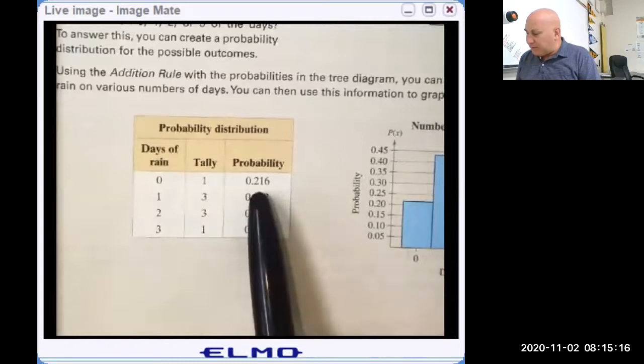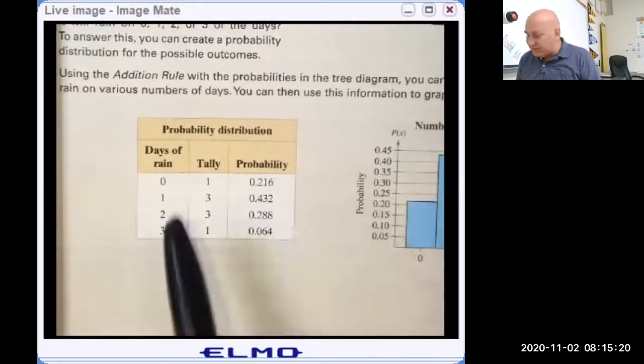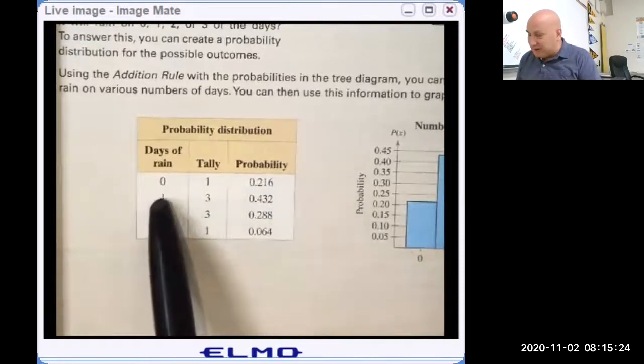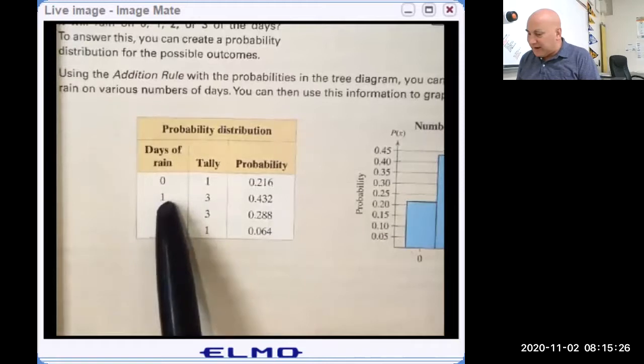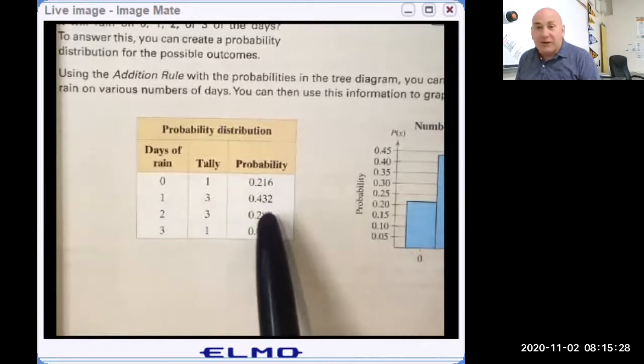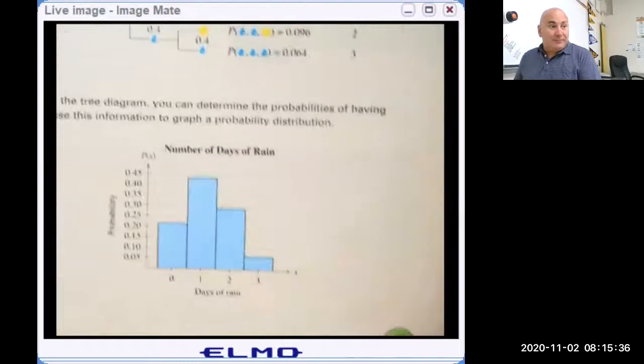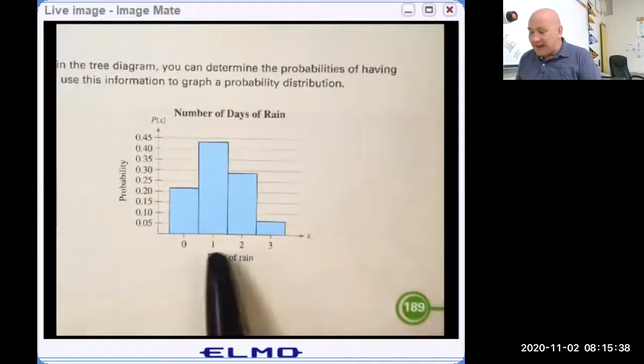There was just that 0.216 chance of having rain none of the days, but there were three chances of having rain on one day in the next three. They were independent of each other, so we added those probabilities. And here's our graph of that probability distribution function.